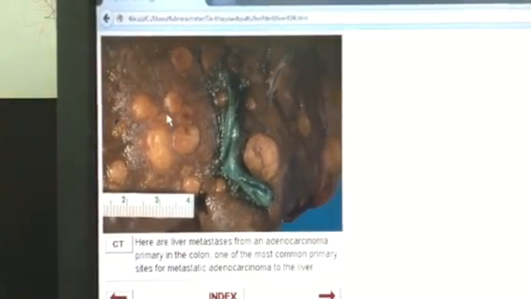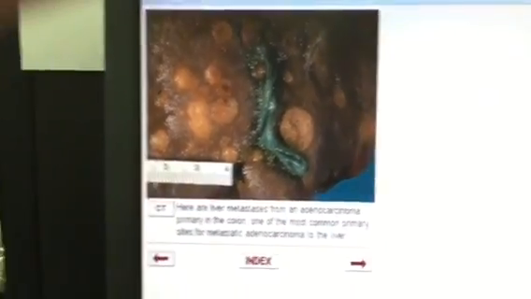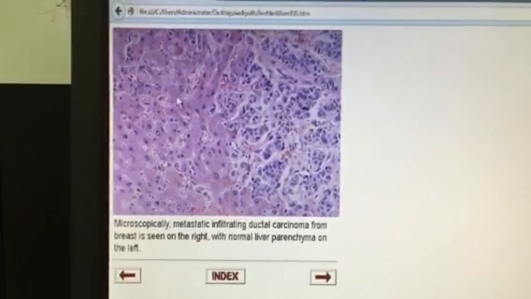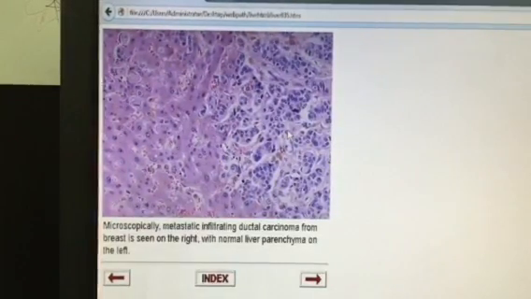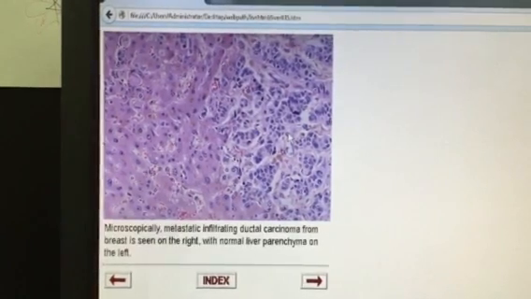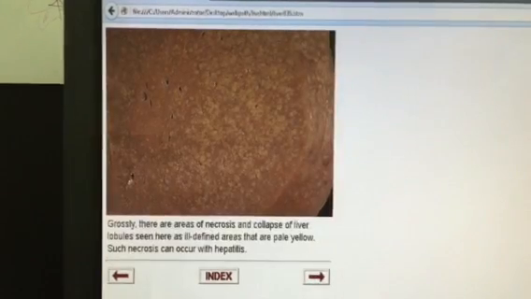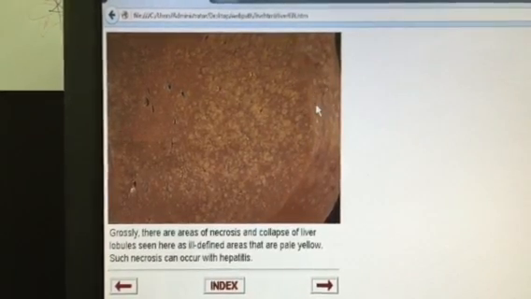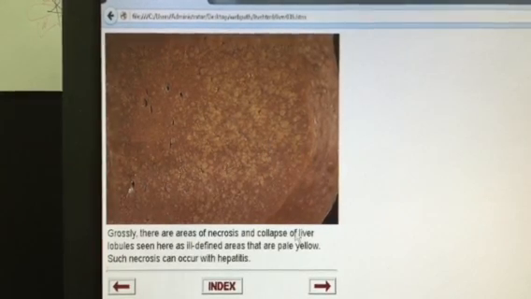Again, we can see metastatic adenocarcinoma in the liver. Multiple nodules are seen. Microscopically, metastatic infiltrating ductal carcinoma from the breast. So it's not only from the colon, could be coming from the breast, either ductal or lobular carcinoma. Again, necrosis, we can see pale yellow necrosis in the liver.